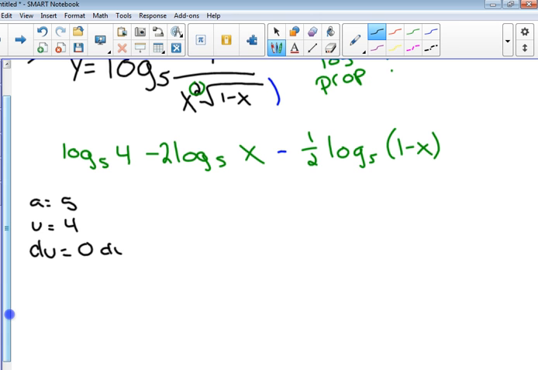Now, for your first chunk, Carolyn, what you were saying here is that if you take all your stuff from here, the derivative of 4 would be 0. So this whole thing is going to go away. 0. This one's gone. Bye, chunk. Now, here we have our a is 5, u is x.